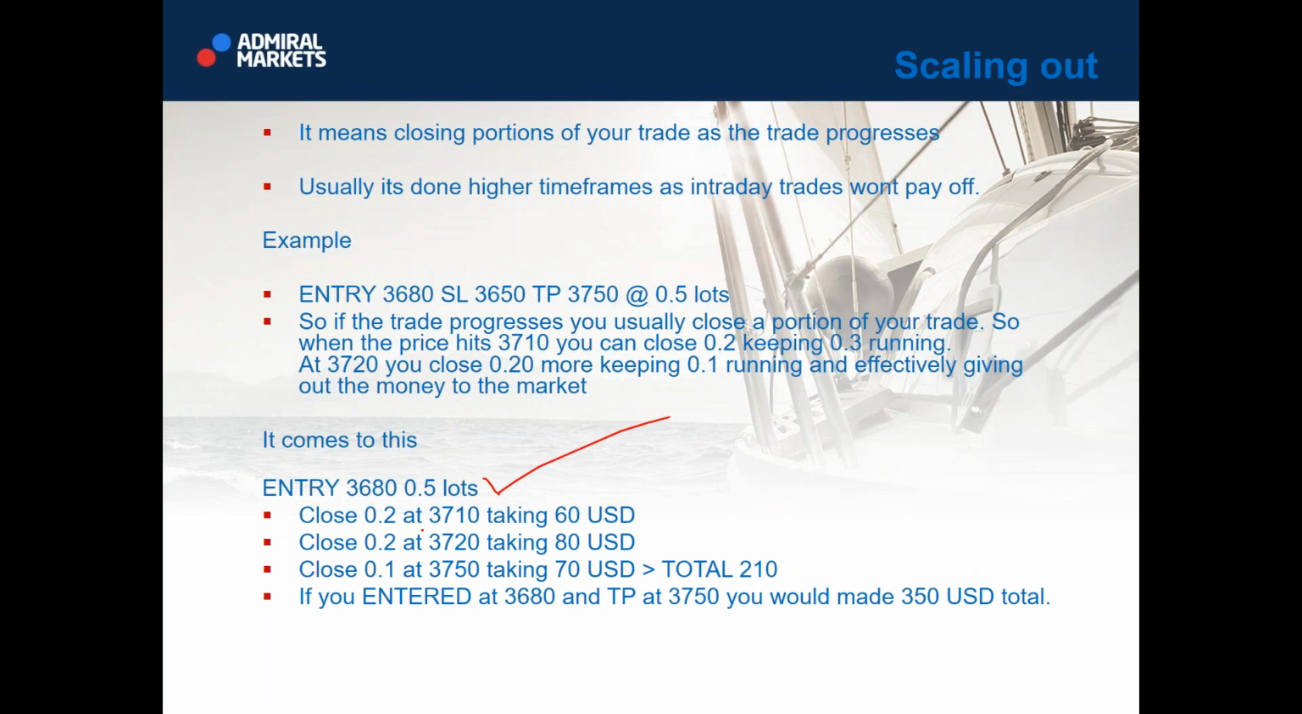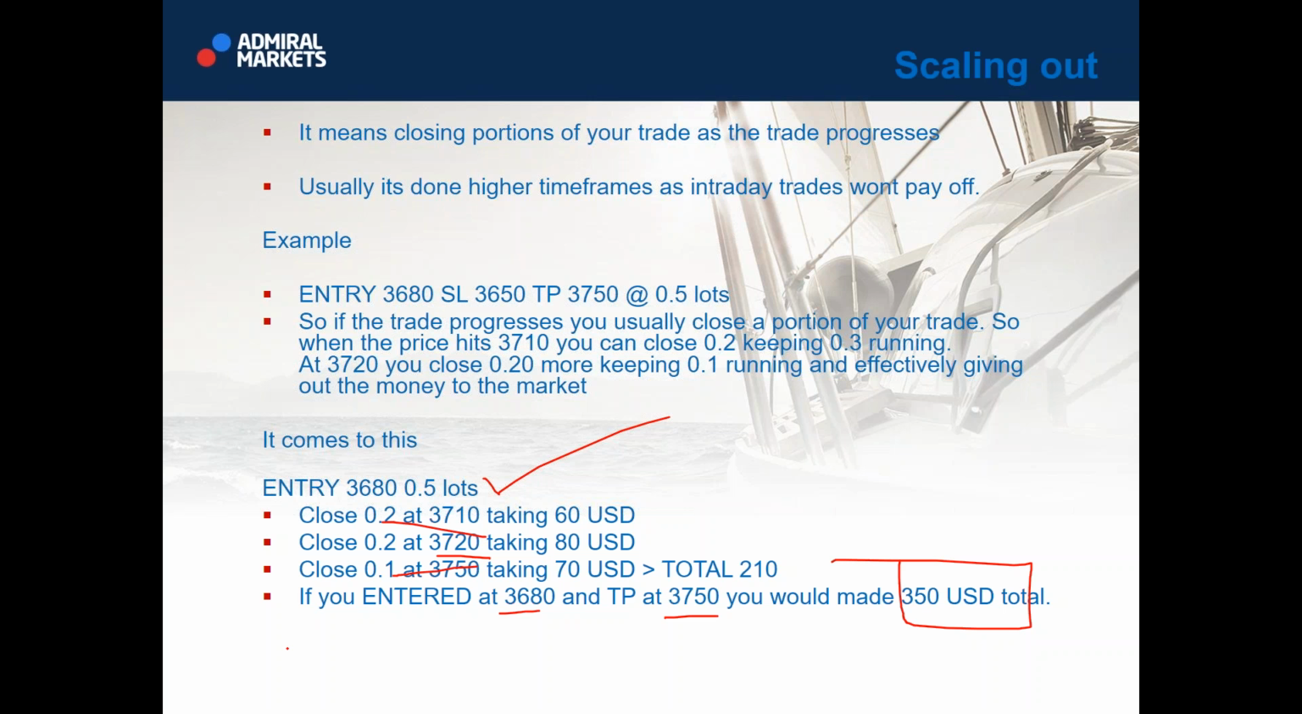This is also an example. Close 0.2, 0.2, 0.1. And if you enter at 36.80 and close it at 37.50, you would have made $350. Okay, so the only problem with this is, as I say, you might be giving the money to the market, and it's still viable more for swing trades. For example, session recap trades, those are very reliable, but not for intraday trades. So it's better for this.